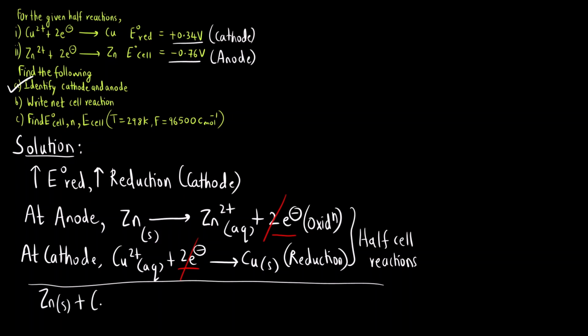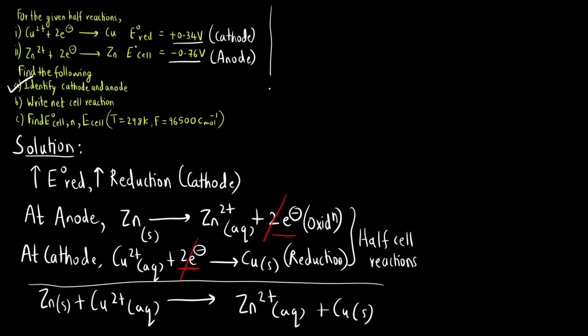Zinc solid plus Cu2+ aqueous gives Zn2+ aqueous plus copper solid. Okay, so this is the net cell reaction. So the second part is also completed.